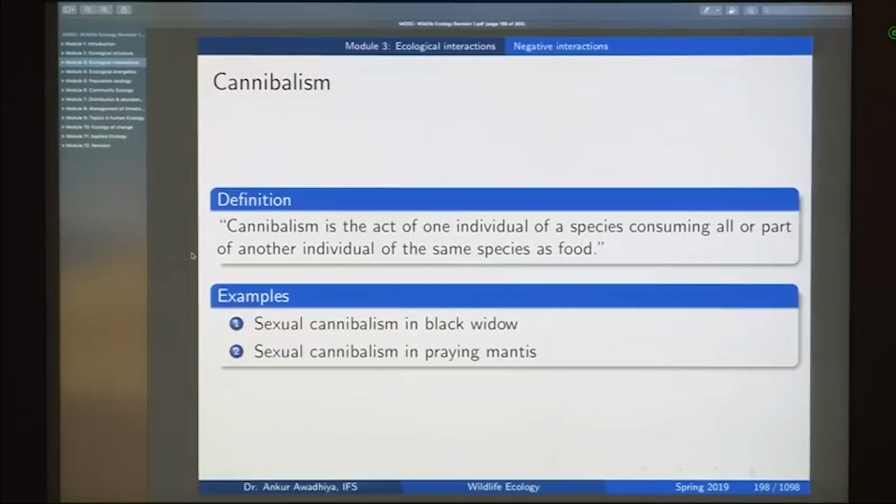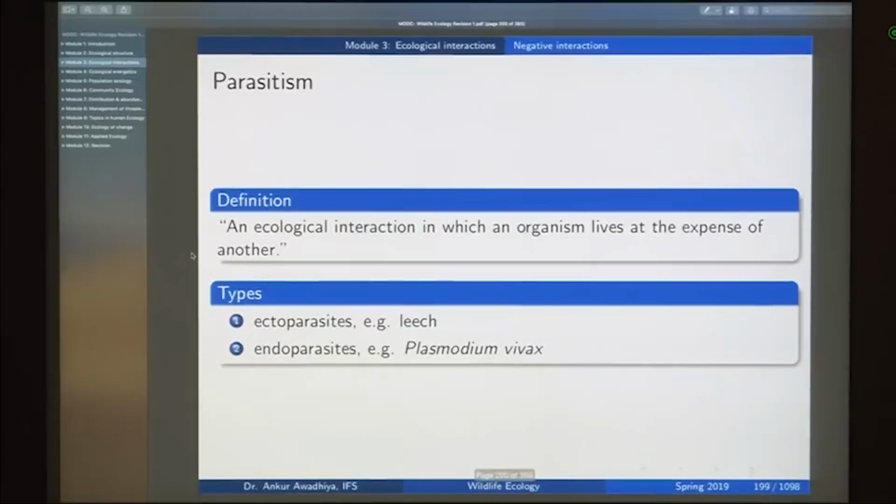Then finally, we have cannibalism. It is the act in which one individual of a species is consuming all or part of another individual of the same species as food, and good examples are black widow and praying mantis. Then we have parasitism, an ecological interaction in which one organism lives at the expense of another, but in most cases does not lead to its death. So, good examples are ectoparasites such as leech, and endoparasites such as Plasmodium vivax, which leads to malaria.